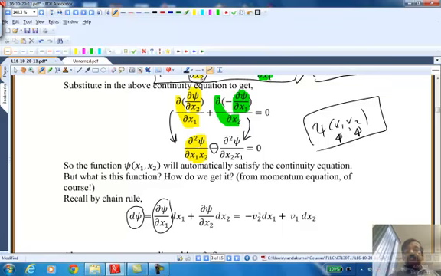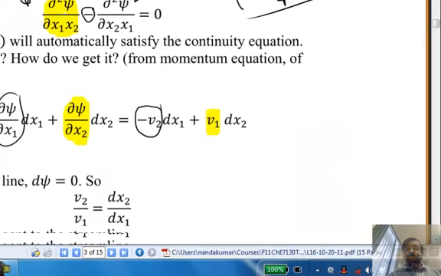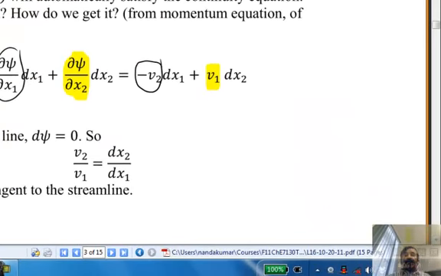Then I use the definition for what is d psi dx1. D psi dx1 is the same as minus v2 from the definition of the stream function. Similarly, d psi dx2 is the same as v1. So first chain rule and then use the definition, and we get this equation that we have here: d psi is equal to minus v2 dx1 plus v1 dx2. Now, along a constant streamline.